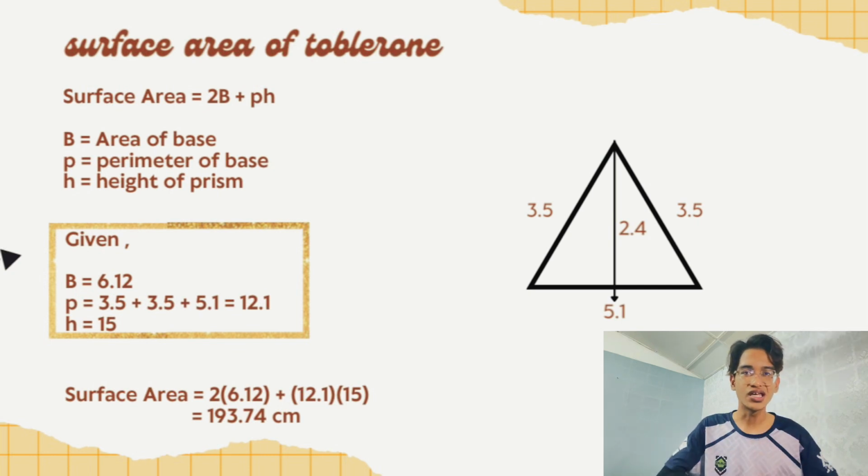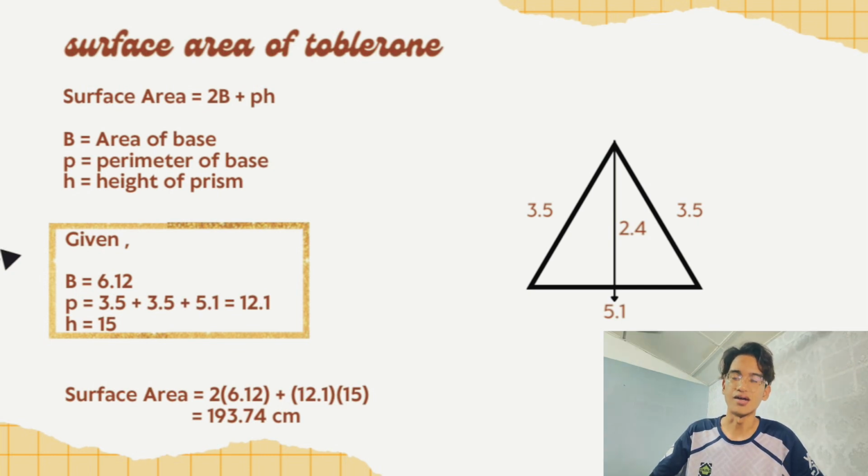So by the information given, we can calculate the surface area. So the surface area is 2 times 6.12 plus 12.1 times 15. The final answer we get is the same answer, which is 193.74. So that's all for the first case. Let's move to the second case that will be presented by my classmates.